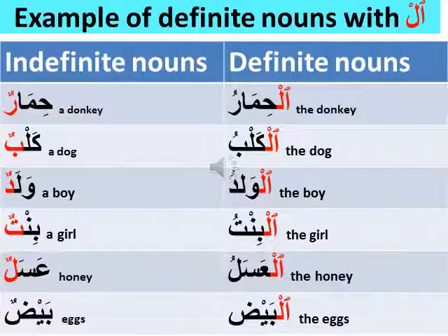To change a definite noun to an indefinite noun, we drop the al and add a tanween at the end. Al-himaru, himarun. Al-kalbu, kalbun. Al-waladu, waladun. Al-bintu, bintun. Al-asalu, asalun. Al-baydu, baydun.